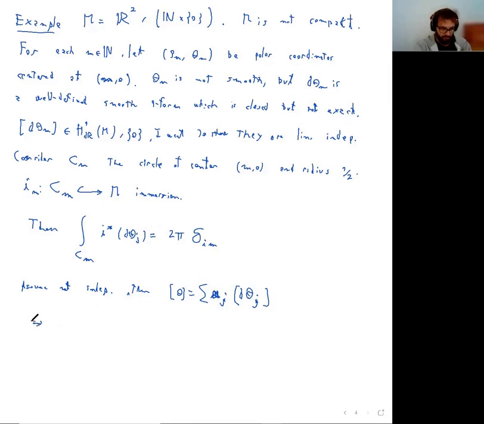So in particular, if you integrate, 0 is equal to the sum of a_j integral over C_M, so we fix one C_M, of d theta_j. But now this is precisely 2 pi a_M. So this implies that a_M is equal to 0 for every M. Therefore, they're linearly independent. Okay. So this is a way in which integrals and forms relate to each other.